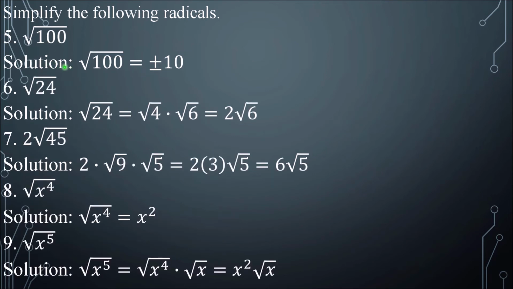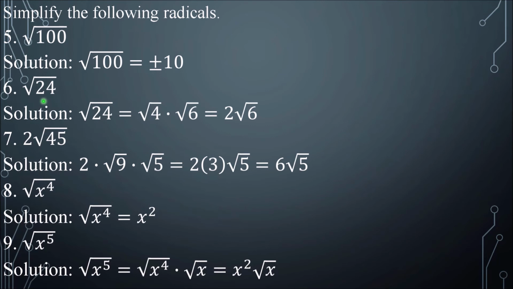Let's have number 5, square root of 100. We know that 10 times 10 is 100, and negative 10 times negative 10 is also 100. Therefore, square root of 100 has two roots, which are positive 10 and negative 10. But usually, the principal root or the positive root is considered. So square root of 100 is equal to 10.